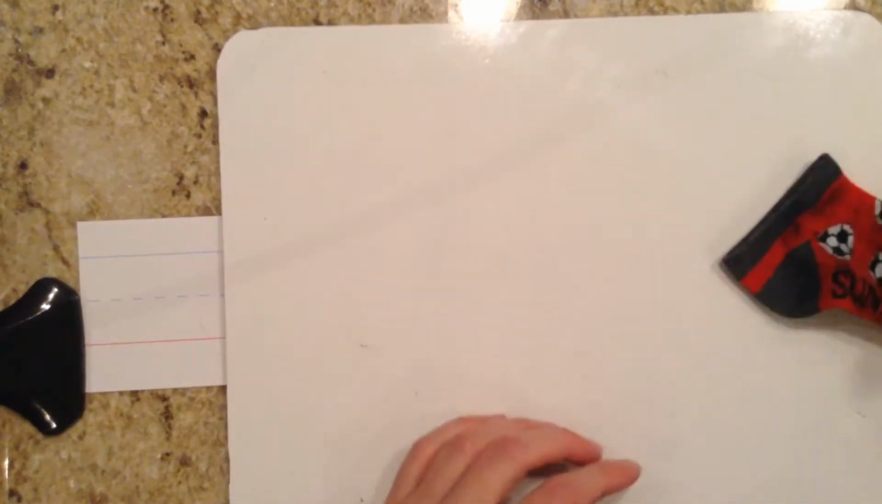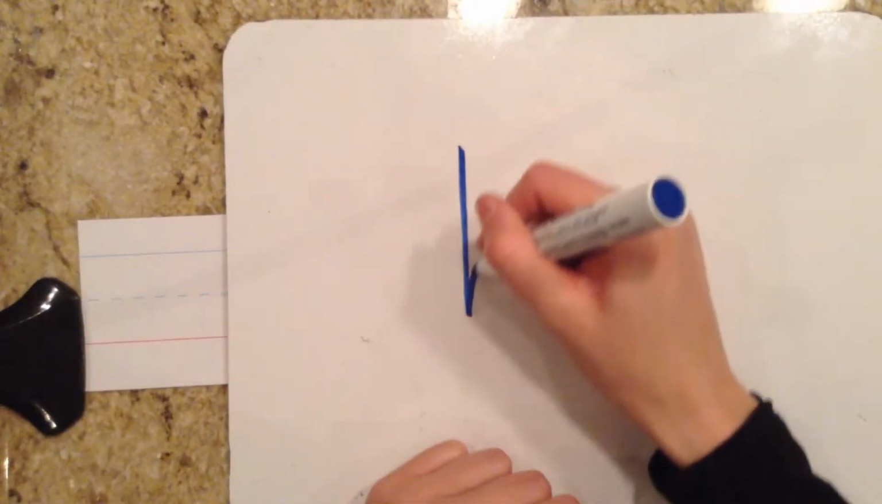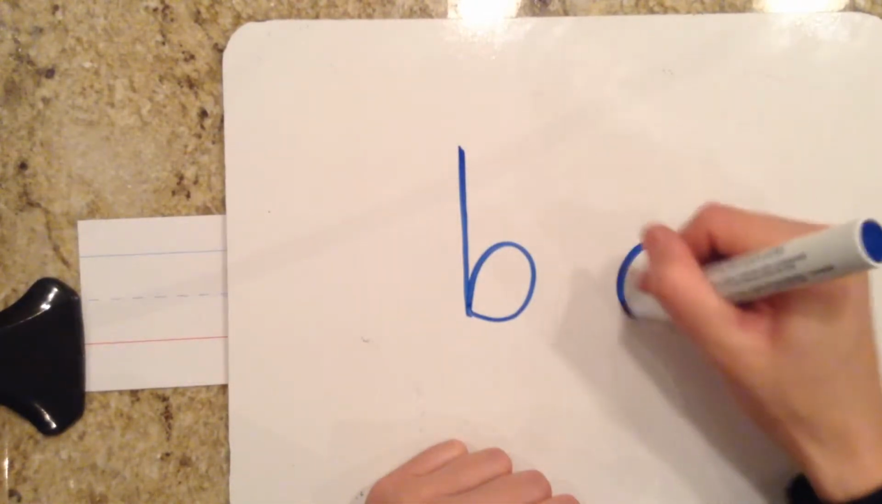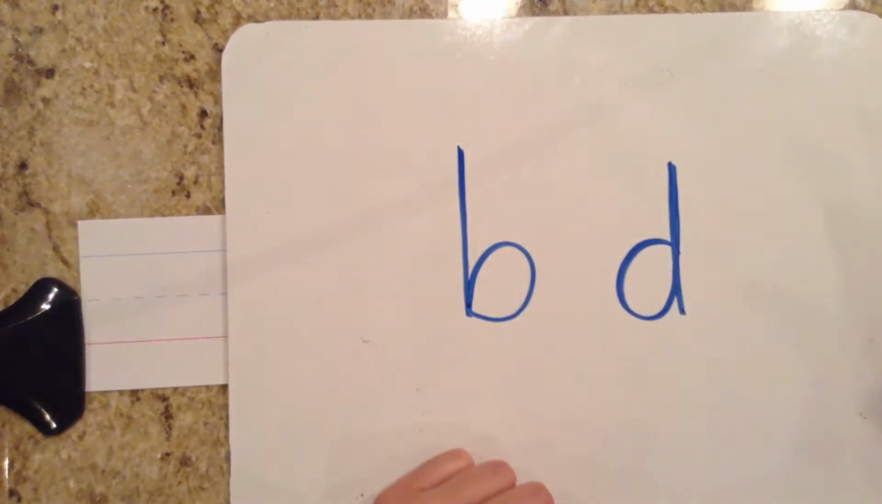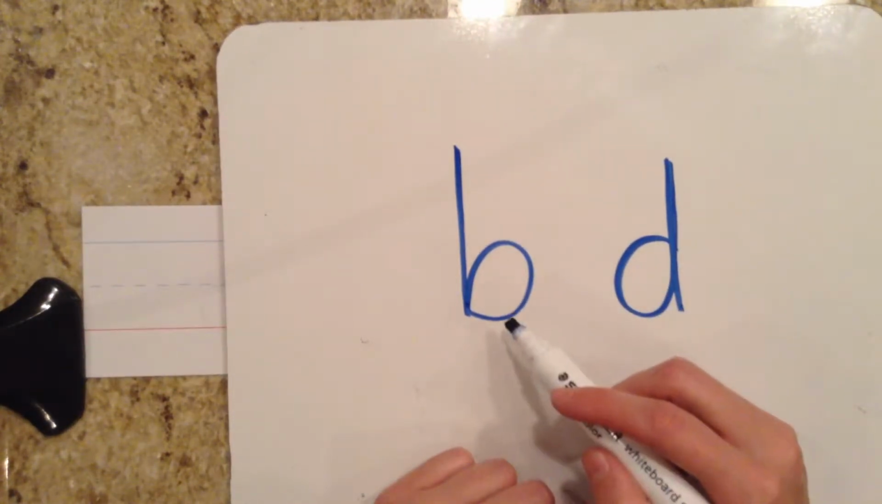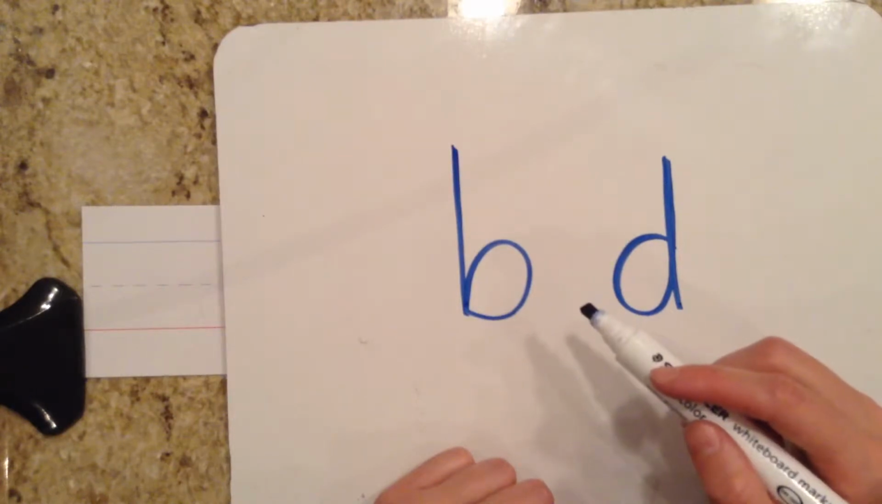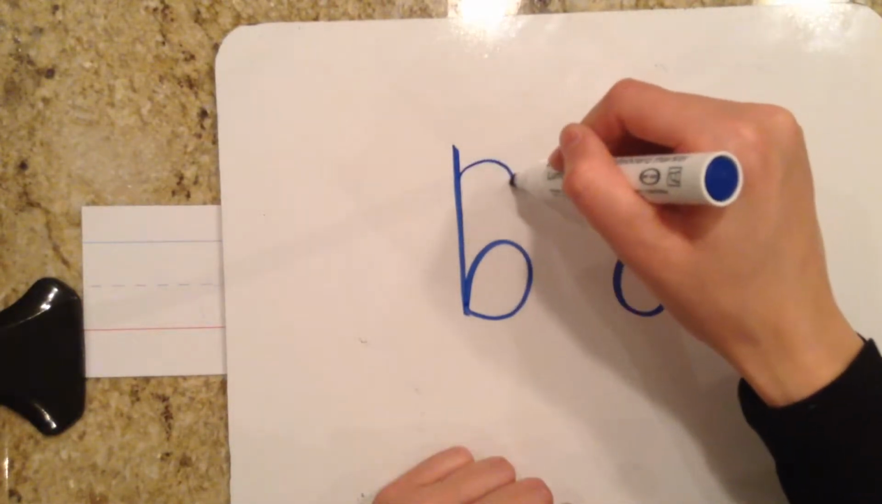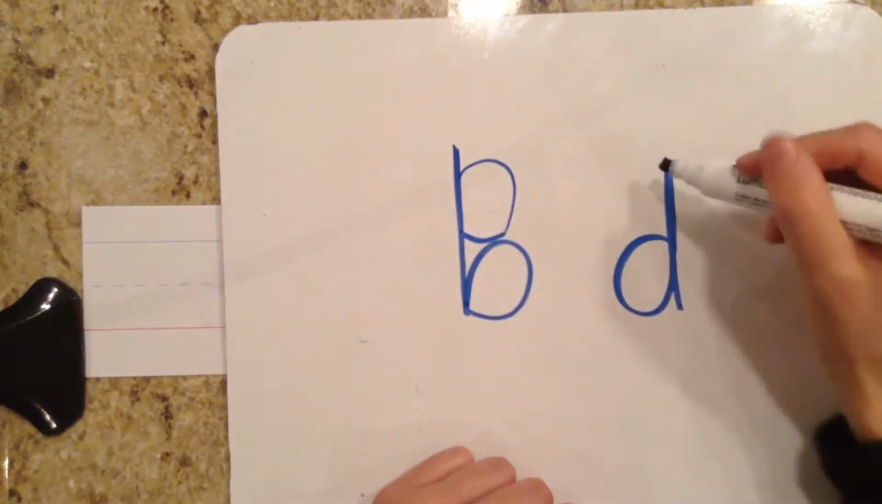Another helpful trick for telling the difference between lowercase b and lowercase d is to make an extra bump on top. So, for example, if you saw this lowercase letter and you weren't sure if it was a lowercase b or a lowercase d, you could add an extra bump or circle on top. Same with this one.